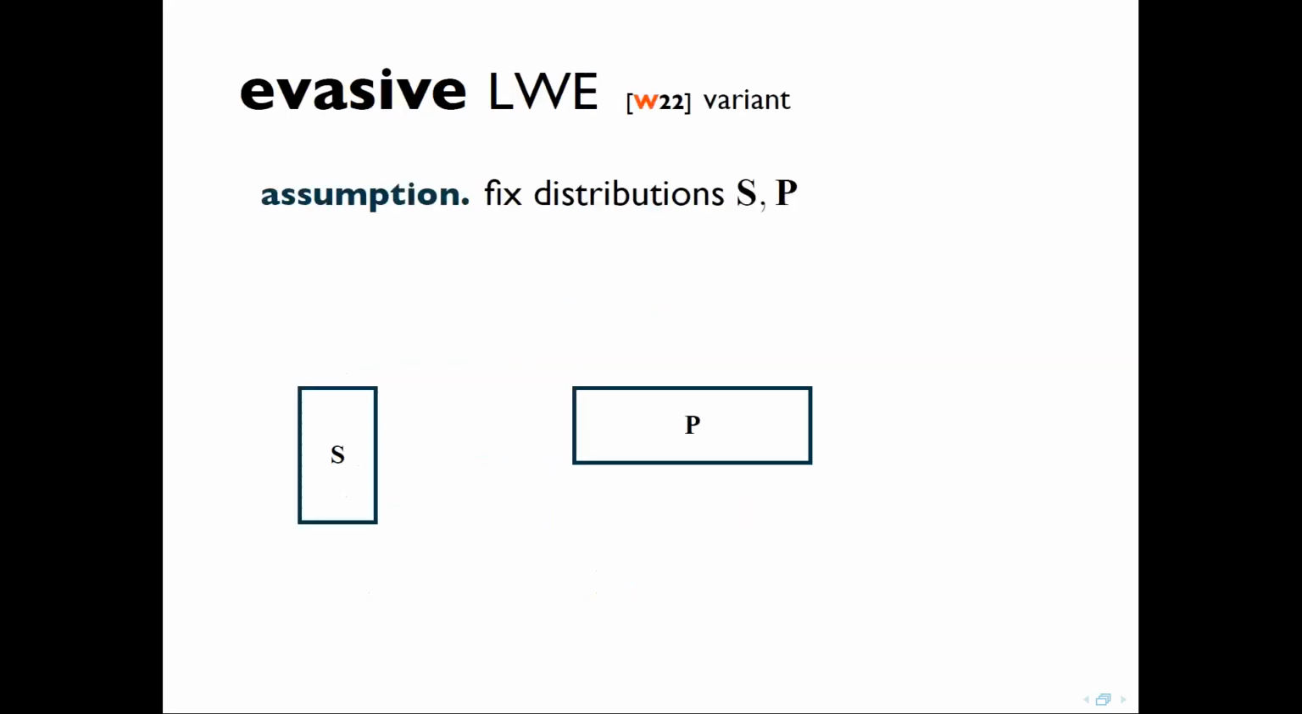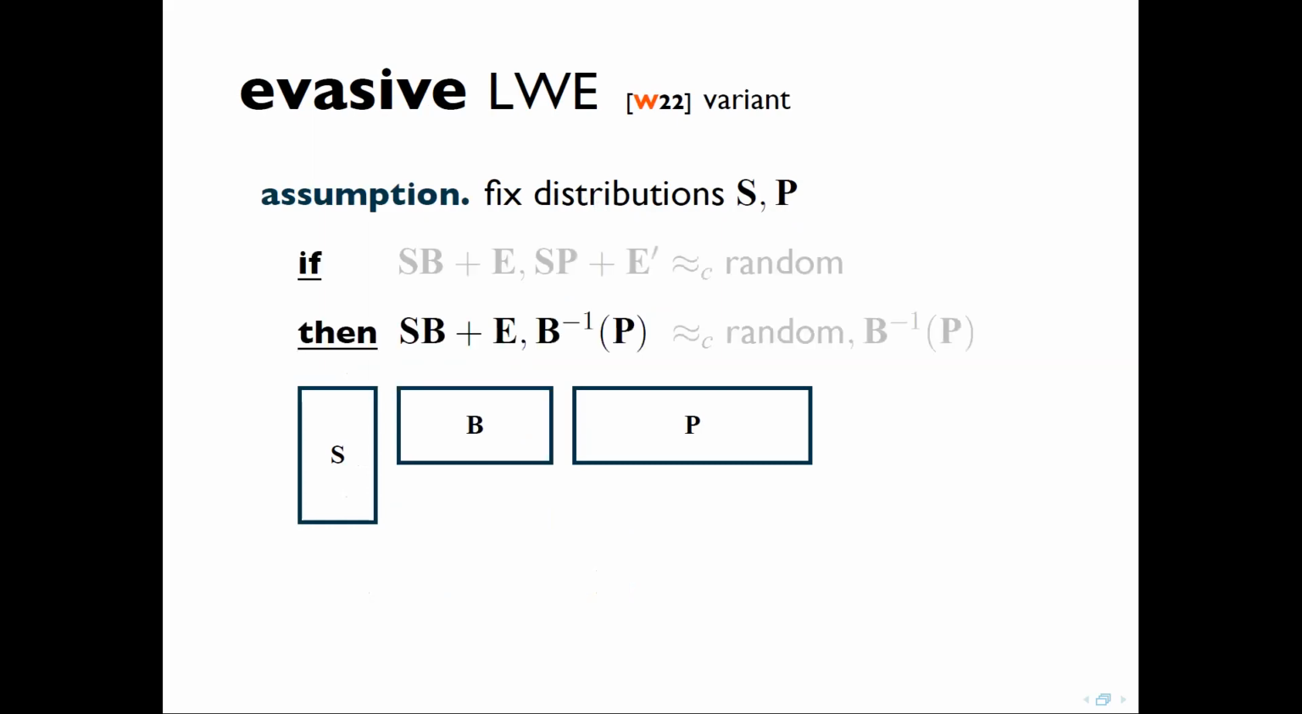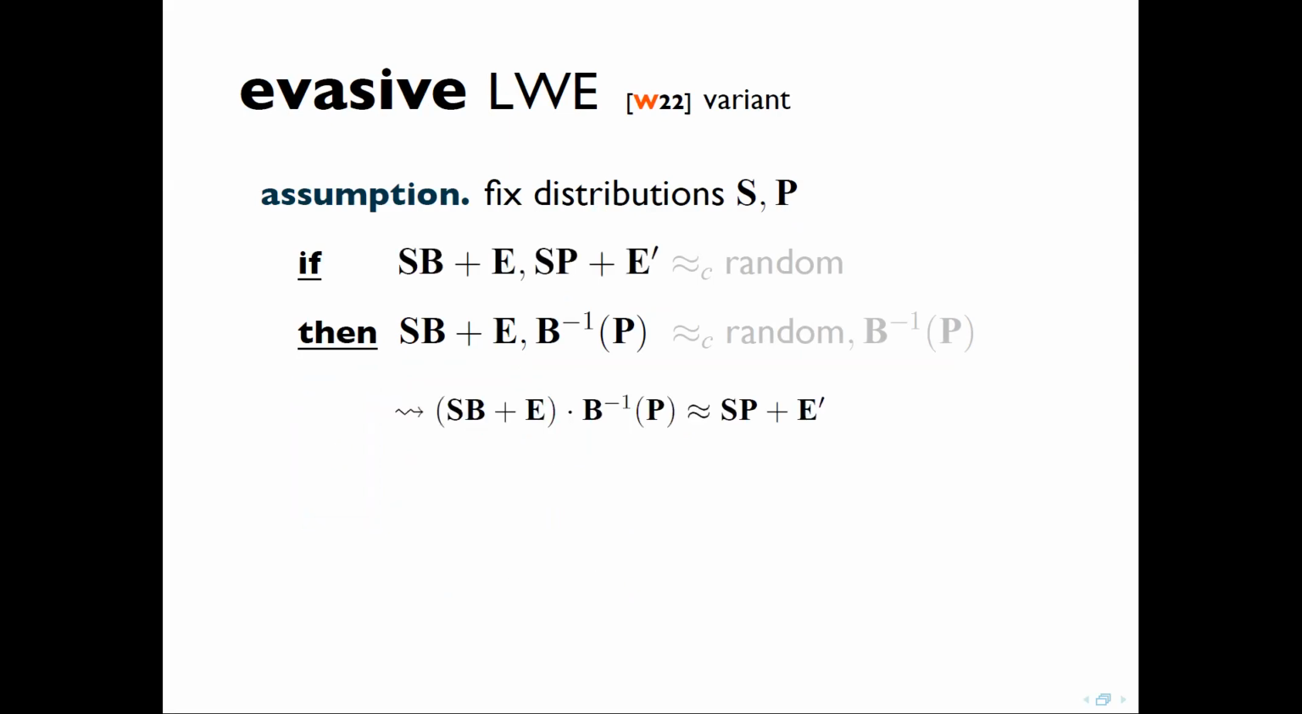In the evasive LWE assumption, we're given two distributions over matrices S and P, and we consider an adversary that gets as input SB plus E, for a uniformly random matrix B, and Gaussian preimages of P with respect to this matrix B. Note that given these quantities, the adversary can compute SP plus E prime. The assumption basically says that if the terms given in the first row are pseudorandom, then the quantities given in the bottom row are also pseudorandom.